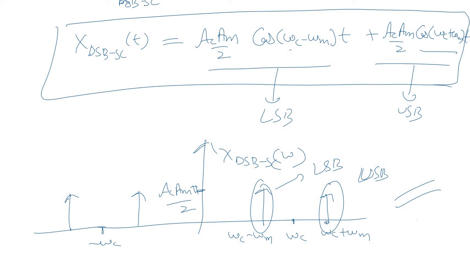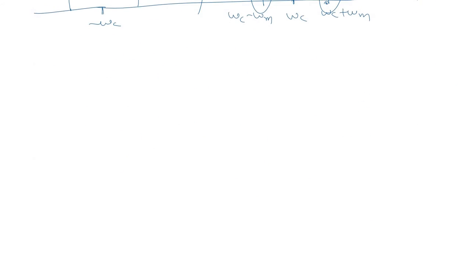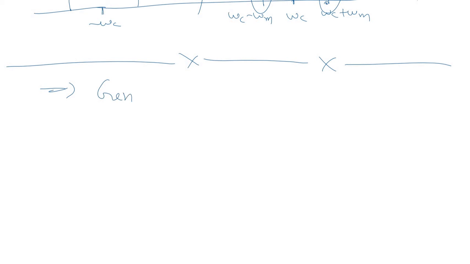Okay, now since we are clear with the concept of DSB-SC, double sideband suppressed carrier type of signal, let us move on to the generation techniques of such modulated signals. In general we use only two types of methods to generate DSB-SC signals. So let us go through them one by one.